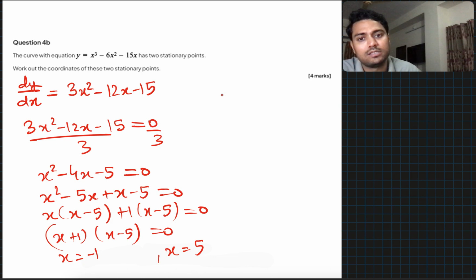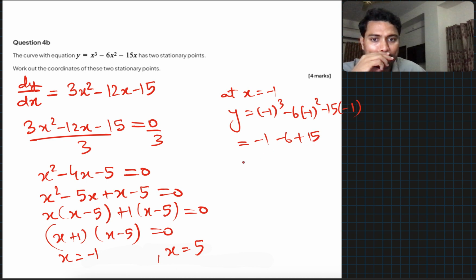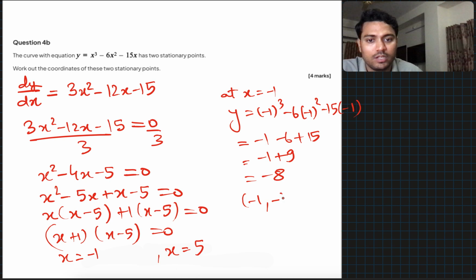So when x is negative 1, y will be negative 1 cubed minus 6 times negative 1 squared minus 15 times negative 1. So this is going to be negative 1, negative 6, positive 15. So this is going to be minus 1 plus 9, which is negative 8. So one of the coordinates is minus 1, minus 8.